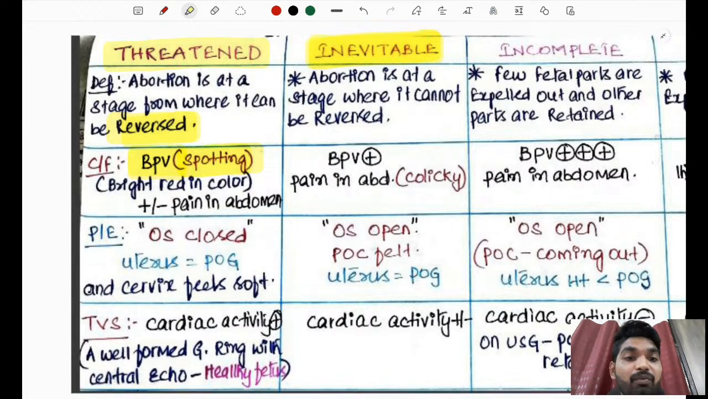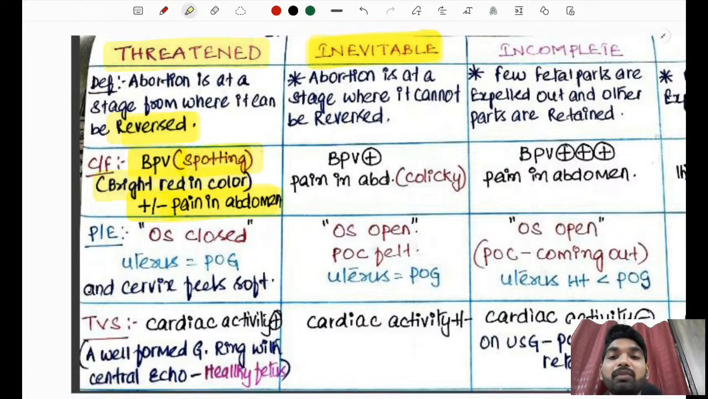You will see vaginal spotting here, and the blood will be bright red in color. Remember, in threatened abortion, the bleed will be bright red, and very little, which is called vaginal spotting. Since the process has not completely started, it can be reversed. Threatened abortion can be reversed. So abdominal pain may or may not be there, plus or minus pain in abdomen.